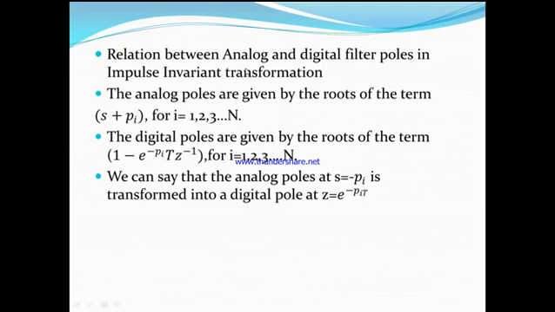Next we are going to see the relation between analog and digital filter poles. The analog poles are given by the roots of the term s plus p i, where i changes from 1 to n. The digital poles are given by the roots of the term 1 minus e power minus p i T z power minus 1, where i changes from 1 to n. Now the analog pole at s equal to minus p i is transformed into the digital pole at z equal to e power minus p i T.